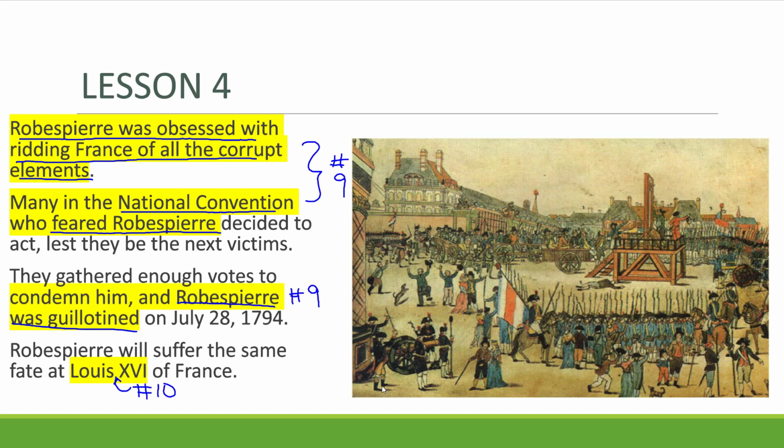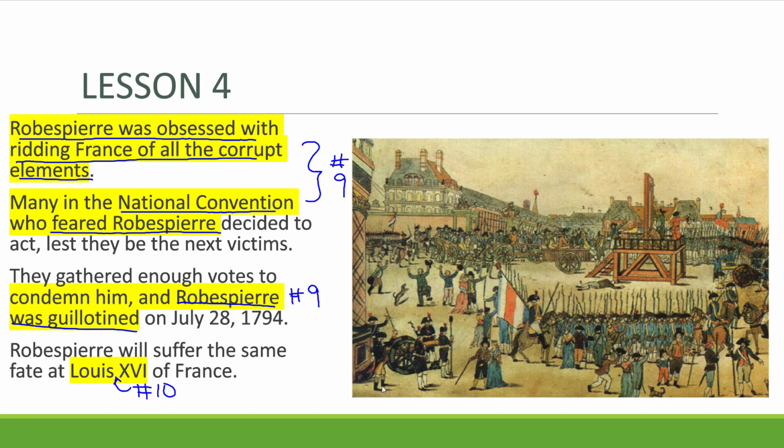So Robespierre, who was seen as the leader of the radical revolution of France during the French Revolution, suffered the same fate that the king suffered as well. And that's your number 10, King Louis the 16th of France. Alright?